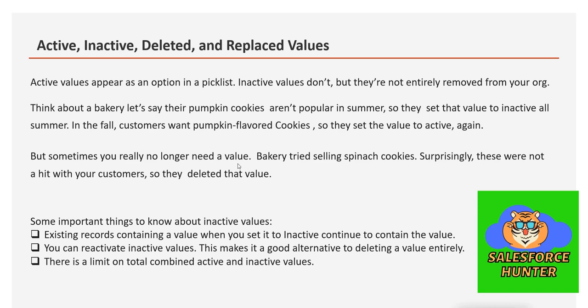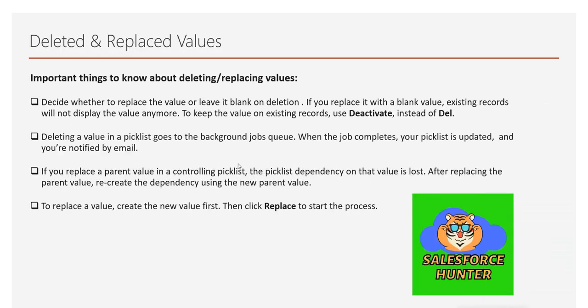Let's look into another point before we wrap this up: deleted and replaced values. Important things to know about deleting and replacing. Decide whether to replace the value or leave it blank on deletion. If you replace it with a blank value, existing records will not display the value anymore. To keep the value on existing records, use deactivate instead of delete. Deleting a value in a pick list goes to the background job queue. When the job is complete, your pick list is updated and you are notified by email. I just gave you the demo of that background job.